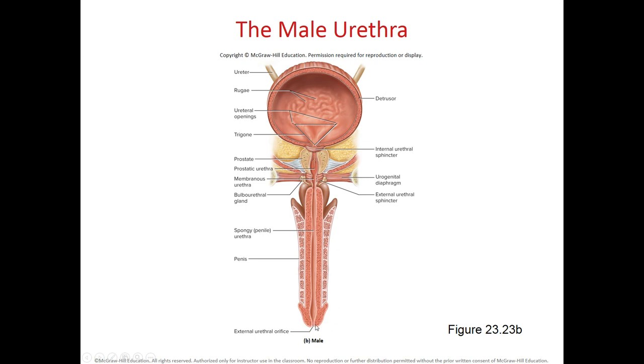And then in here we have the external urethral orifice, and in here we have the external urethral sphincter, and then in here we have the internal urethral sphincter. The external urethral orifice has this dilation to allow the passing of more urine into the glans of the penis, which is this. So this concludes this video lecture.